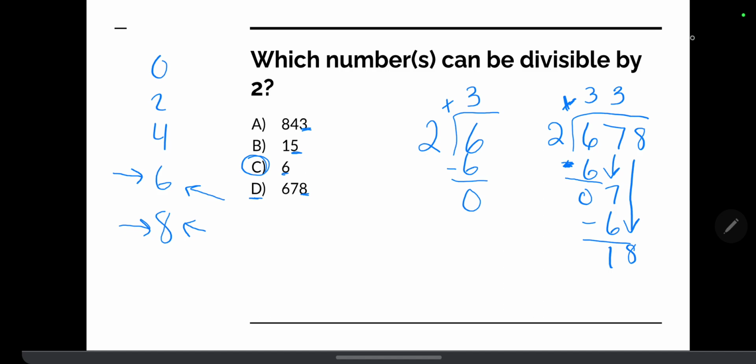2 goes into 18, 9 times. Why do I like 6 so much? 9 times 2 is 18, and I have a remainder of 0. So look here, the quotient is 339 with no remainder. That proves to us that 678 is divisible by 2, first off because it is an even number, but by proof here, we see that there are no remainders.